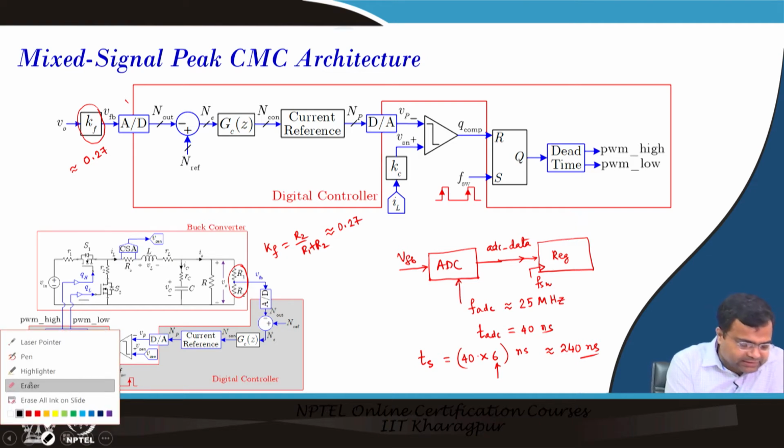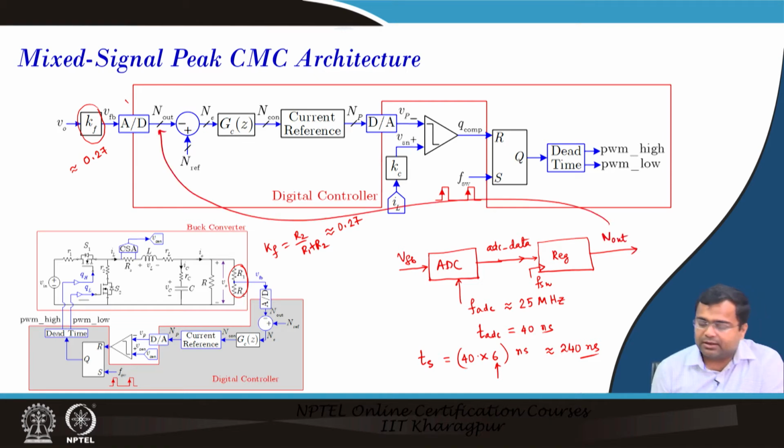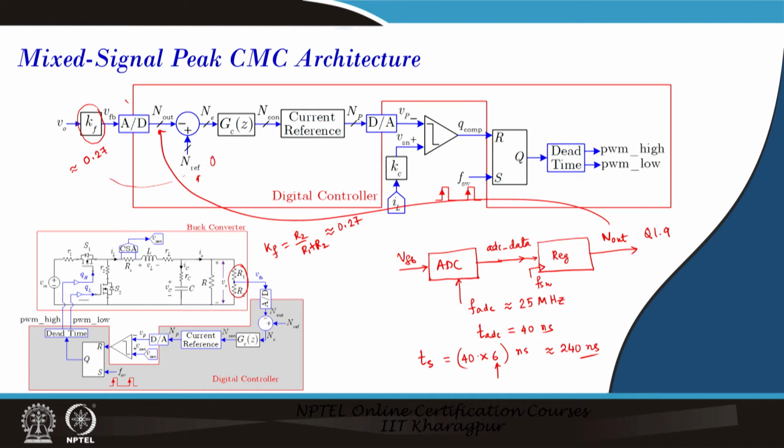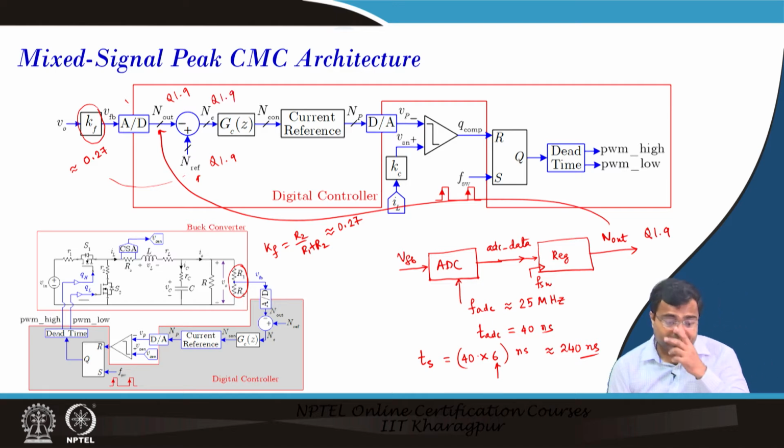So, this register is updated and this data we are getting in out. So, this is here, and here we are talking about Q1.9 format. It is a signed number, 1.9 format. Okay. Now, after that the reference signal has to be scaled according to this, and we are talking about again Q1.9. This is Q1.9, this is also Q1.9. Okay.